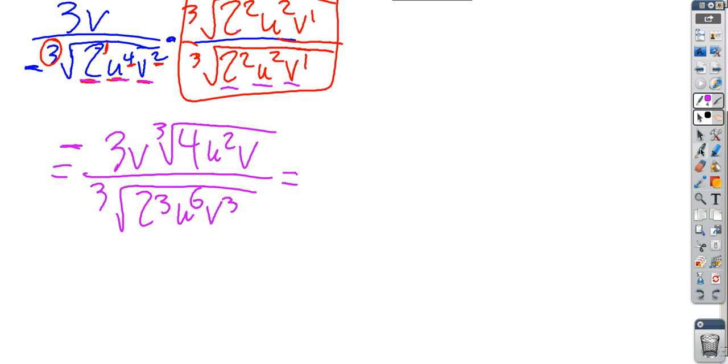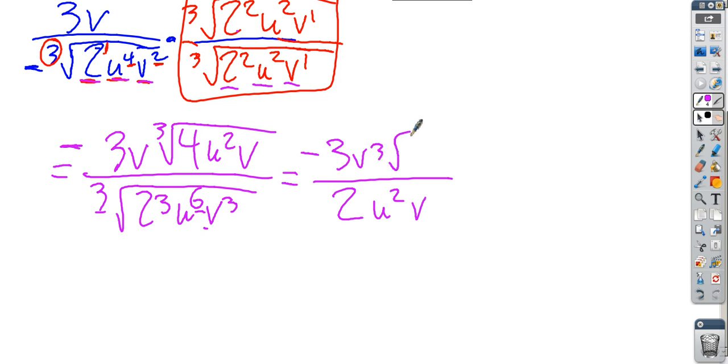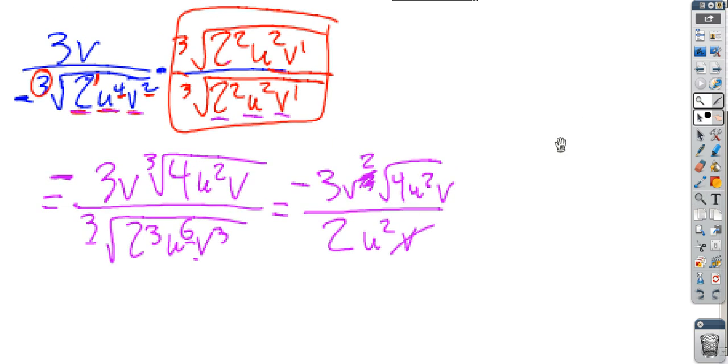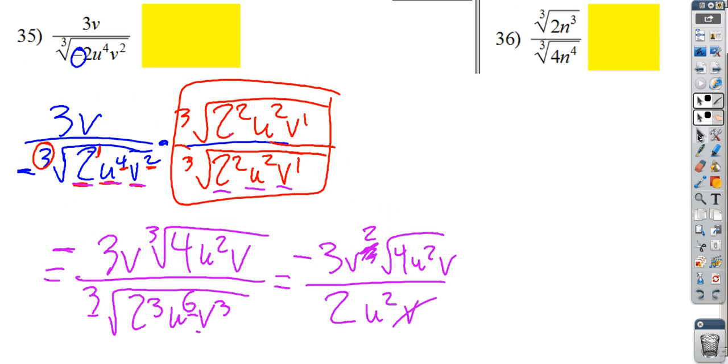So taking the cube root of all these things cubed, the cube root of 2 cubed is 2. The cube root of u to the sixth is u to the second, I'm just dividing 6 by 3. And the cube root of v cubed is just v. We still have that negative 3v on top. And then the only thing that we can simplify here is we could cancel the v here and make that into a v squared. So it should be negative 3v squared times that cube root over 2u squared, and that's what we have.